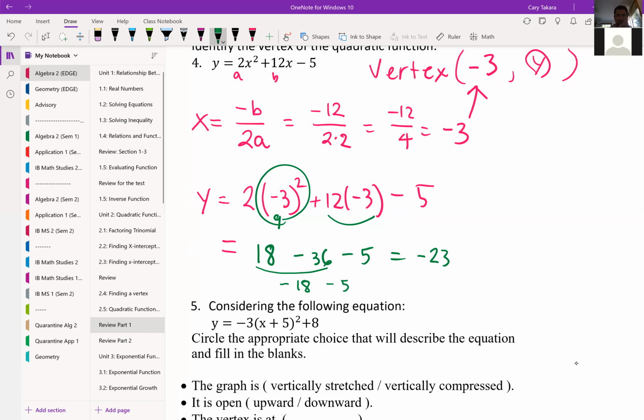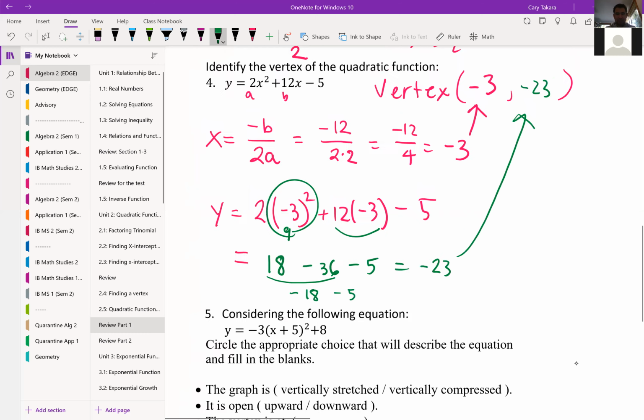How did I do? That's the y coordinate. Very good. Again, if you didn't get it, not a big deal. But again, it's very important that you identify your mistake. What was it? Let's take time to do that.